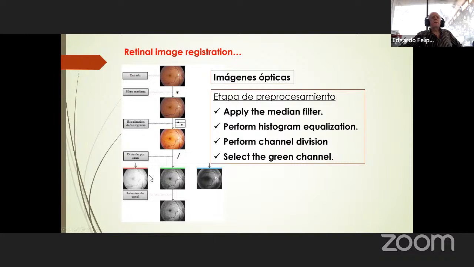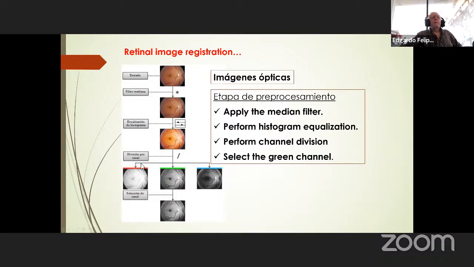First of all, we apply the median filter to the image. This is the original image. We apply median filter. Why do we apply median filter? Because we try to reduce the noise in this image, additive noise. It is an enhancement method commonly used to reduce salt and pepper noise. Then we enhance this image with histogram equalization. Here the image is now better shown.